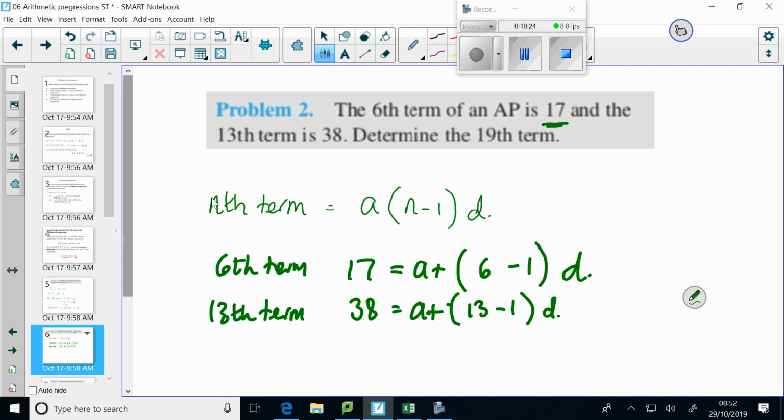All right, we can resolve this bracketed term, so we can say 17 is a plus 5d, and this one is a plus 12d. How do we solve that problem?